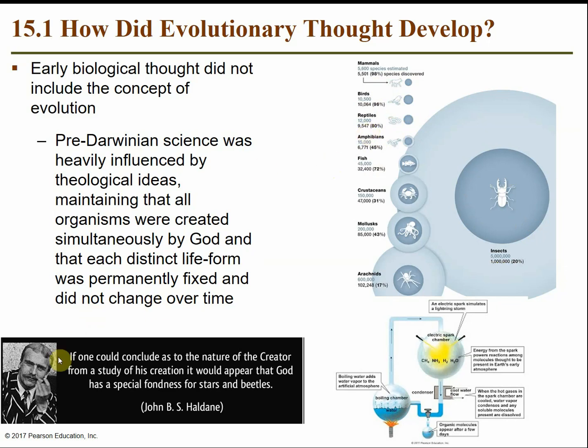A good quote from a famous scientist, John Haldane, says, if one could conclude as to the nature of the Creator from a study of his creation, it would appear God has a special fondness for stars and beetles. It's kind of funny to think about, just in sheer numbers of these objects on the earth and in the universe, beetles by far are the most common life form, probably next to bacteria, and stars are way more abundant in the universe than any other type of planets or bodies.